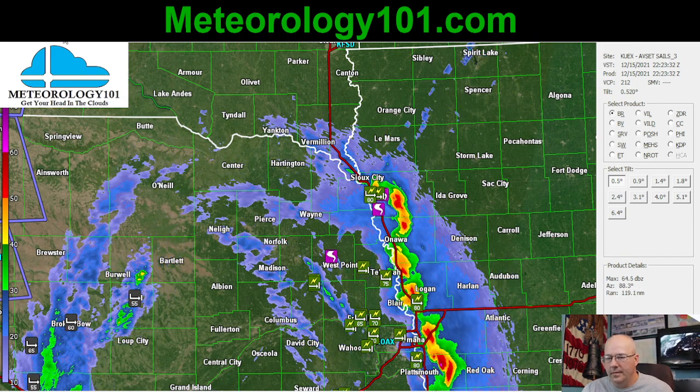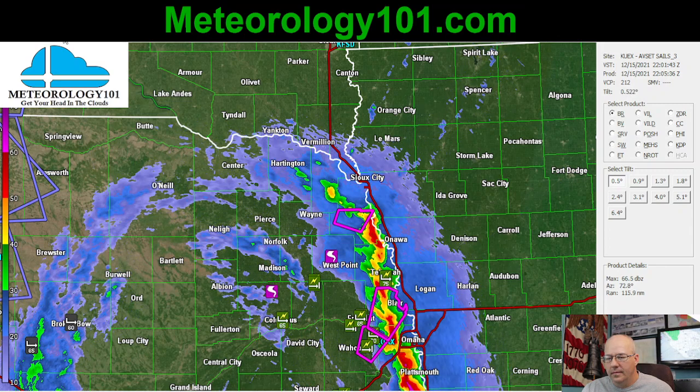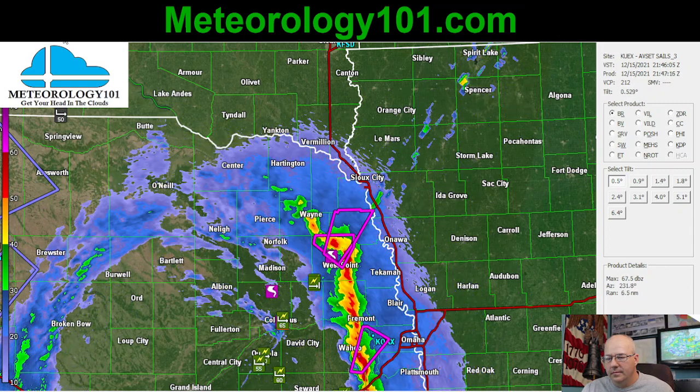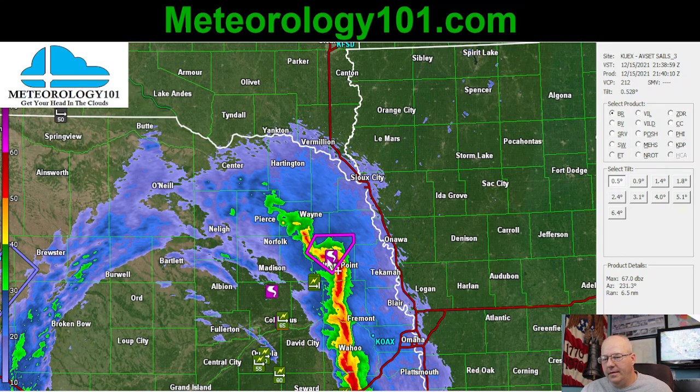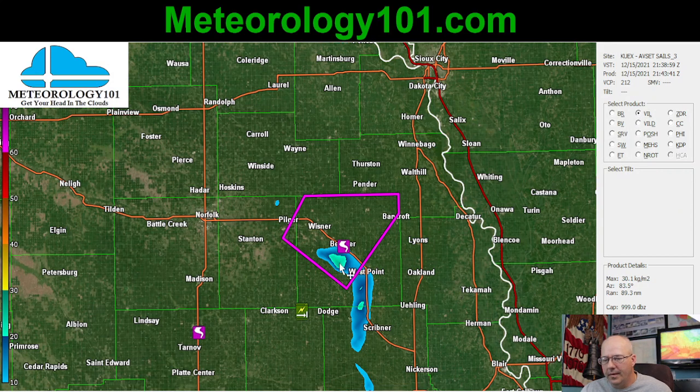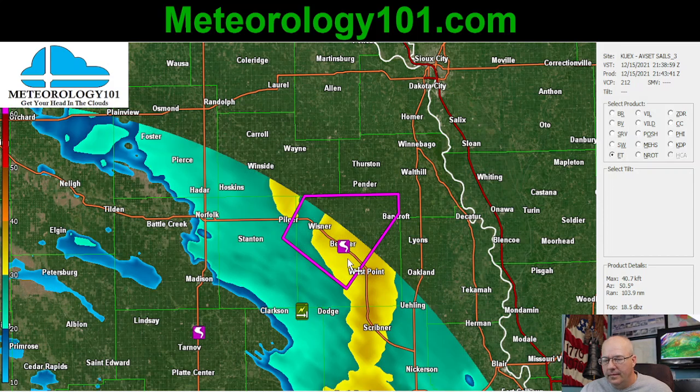Back here to the, got pretty significant right there. We hit a pretty good curvature in that echo right there. Let's go. We did have the vertical integrated liquid. That one was at 22 kilograms per meter squared. Let's go echo tops. Now we're starting to see some echo tops. We got 32,000 feet, so that one was pretty significant.